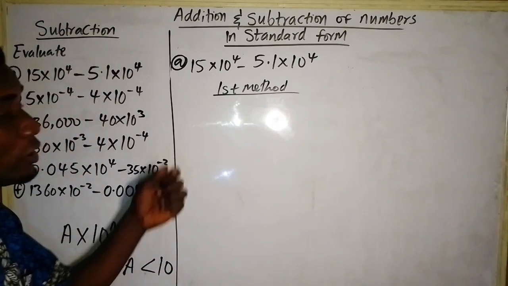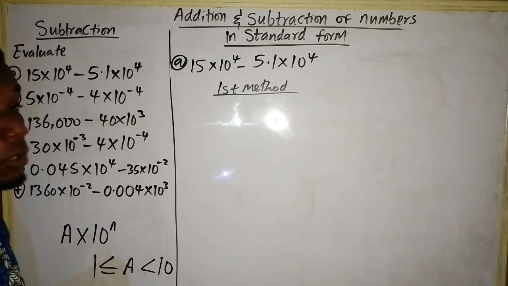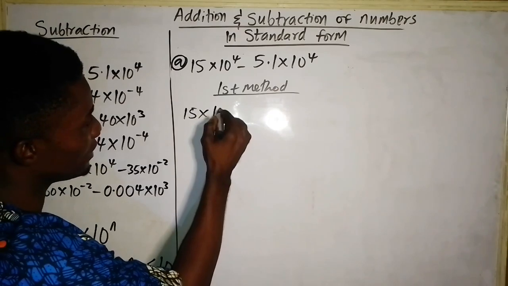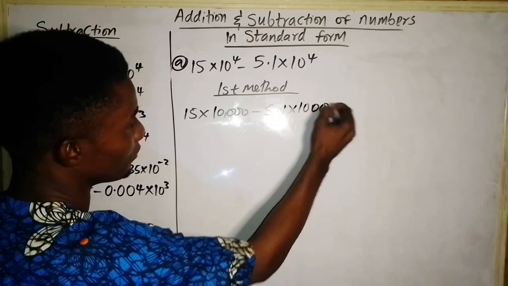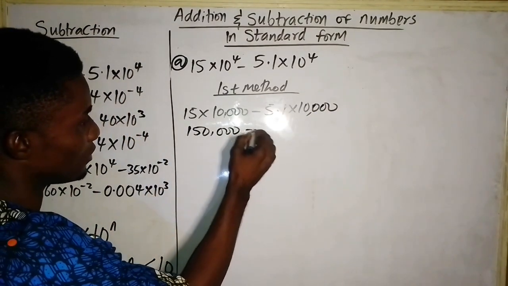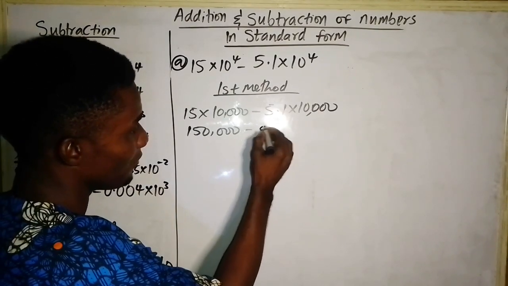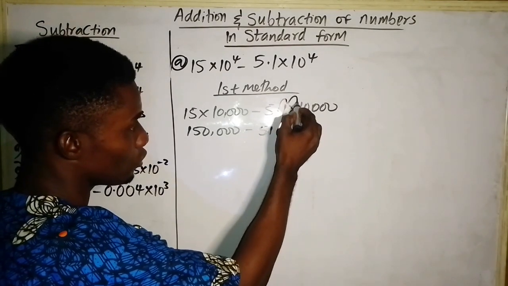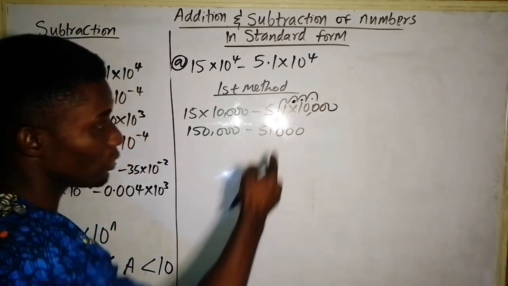For the first method, all you need to do is change these numbers in standard form to ordinary numbers by expanding them. So we have 15 times 10 raised to power 4, which means tens of 1,000, minus 5.1 times tens of 1,000. So 15 times 10,000 will give us 150,000 minus. If we multiply 10,000 by 5.1, we're going to have 51,000. You move 1, 2, 3, and 4, and the empty space we fill up with 0.